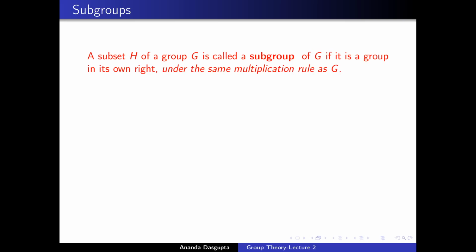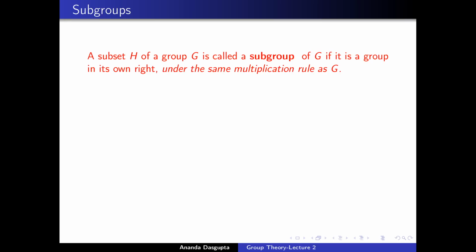So despite the fact that the underlying set in the second example there was a subset of the underlying set of the first example, the second example is not a subgroup of the first example, despite the fact that both of them are groups in their own right. So this is important. A subgroup has to be a subset which is a group in its own right, but it has to be a group under the same multiplication rule as the original supergroup.